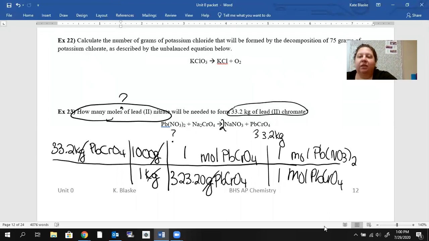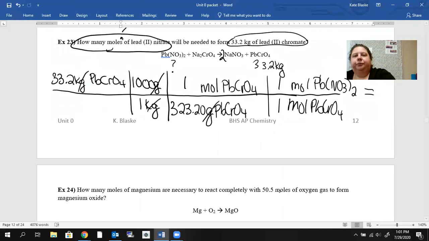Now, we could do another step after this and change it into grams of lead nitrate with the molar mass, but that's not what the question is asking for. The question says how many moles of lead nitrate. So I need to stop there. So I take 33.2 times 1,000 divided by 323.2, and I get an answer of 102.72277, blah, blah, blah.